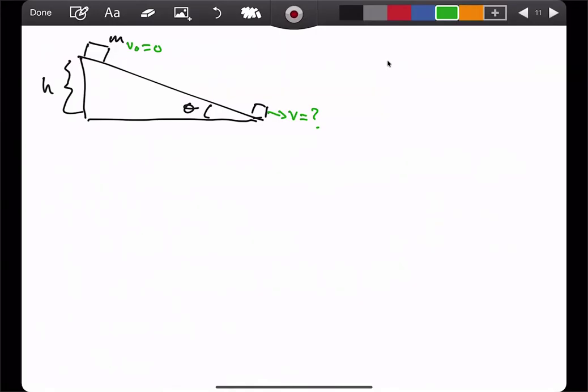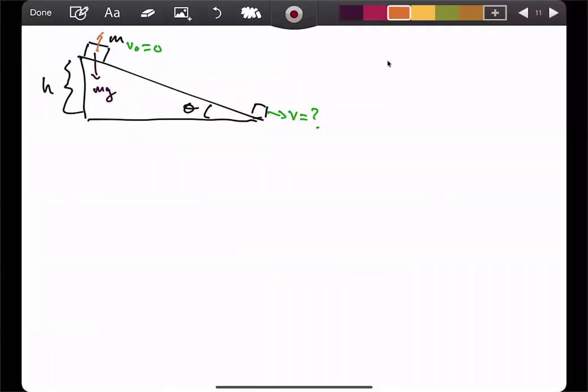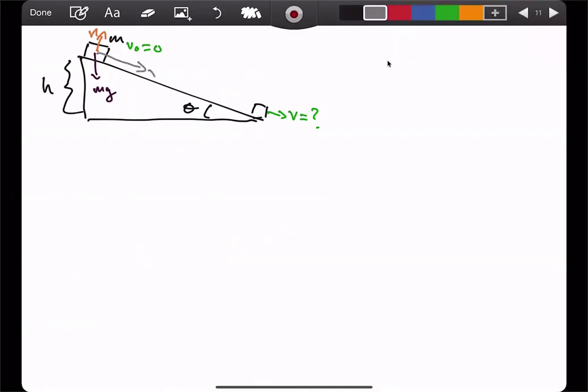First of all, let's look at the sum of the forces acting on the block. We know we have mg down, and we have our normal force in this direction. Since it's frictionless, that's it. From here, we can choose our coordinate system. Since it's accelerating down the plane, I'm going to call that my x direction, which forces this to be my y direction, which makes this the angle theta.